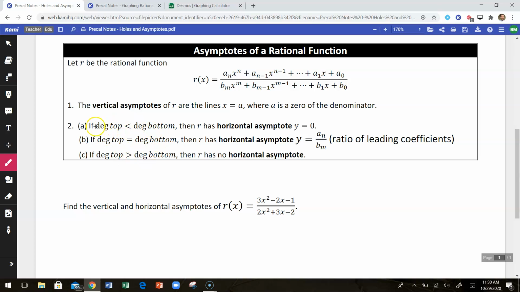Okay. So then we have three conditions here. If the degree of the top is less than the degree of the bottom, so that means my highest exponent on top is less than my highest exponent on bottom, then there will be a horizontal asymptote at y equals 0, which is the x-axis. If the degree of the top is greater than the degree of the bottom, there is no horizontal asymptote for the graph. And the third condition, if the degree of the top and the degree of the bottom are the same, then the horizontal asymptote is y equals the ratio of the leading coefficients. So we're actually going to see that in this problem down here. But you're going to have to know how comparing the degree of the top and the bottom tells me about my horizontal asymptotes.